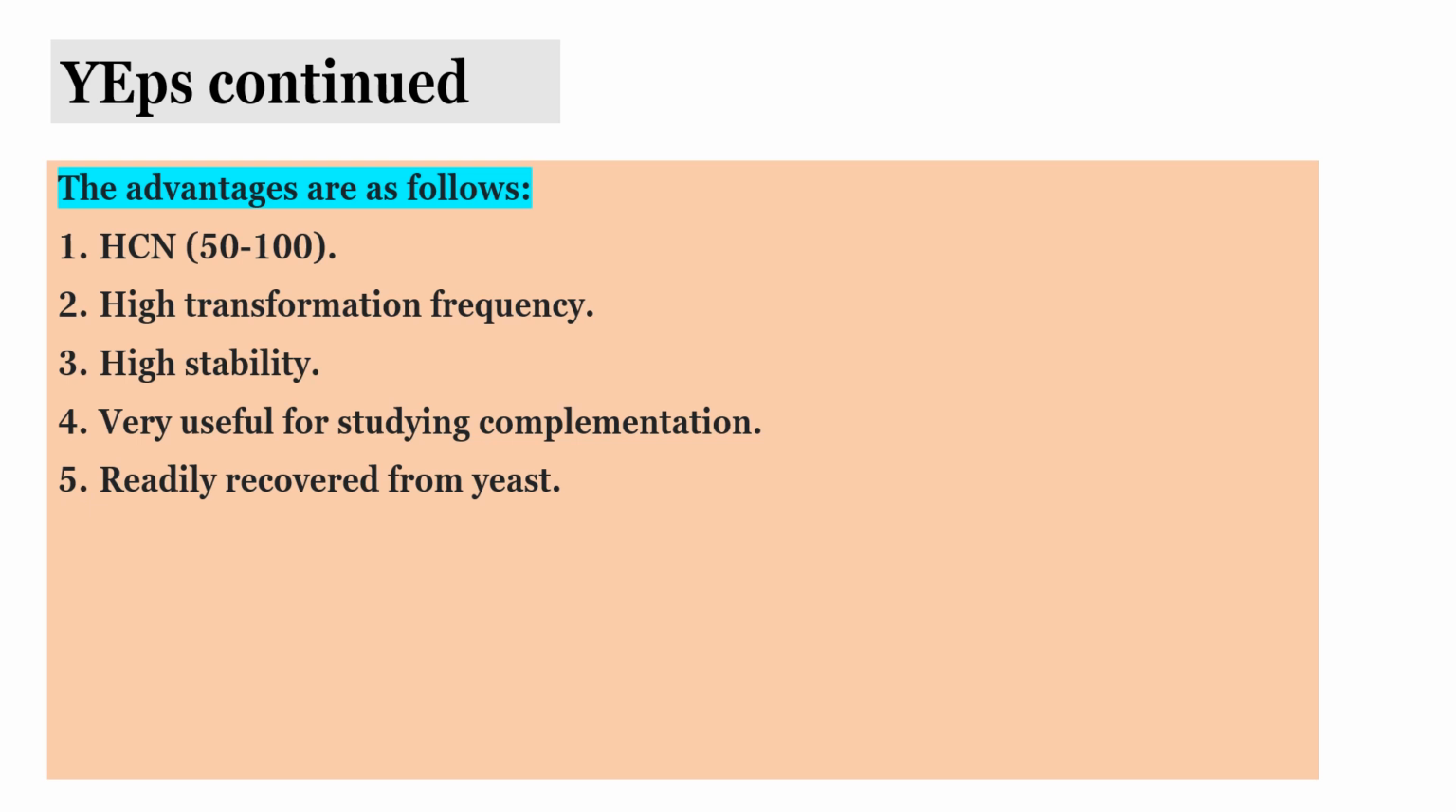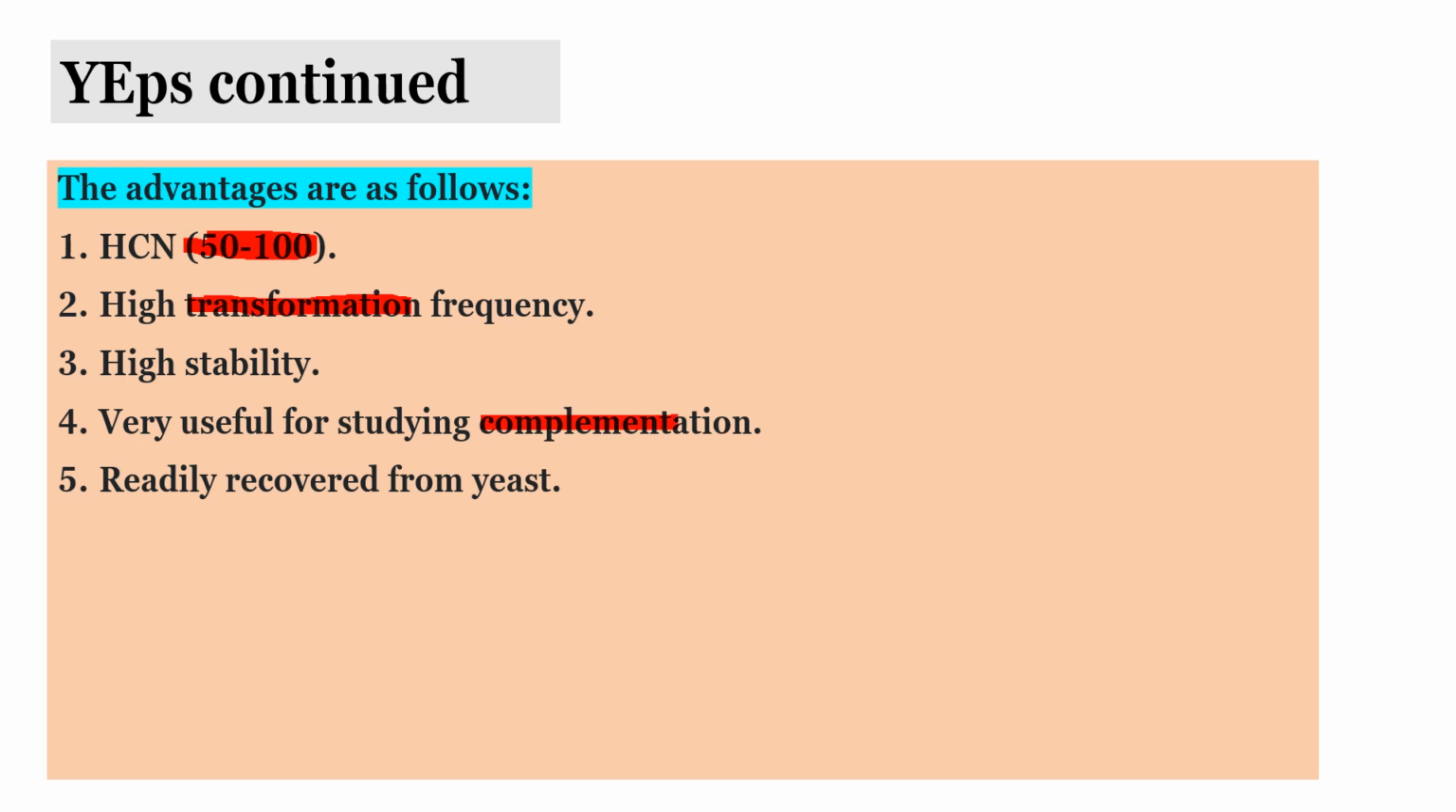So if it is living independently, we can see here that this can have a high copy number, which is 50 to 100, and this is fairly good. The second important thing is that it has high transformation frequency, which means only a little amount of the recombinant plasmid would be required to have more recombinant yeast hosts. Now it is fairly stable, and more stable than the other yeast plasmids which we are going to study, and it's very useful for studying complementation.